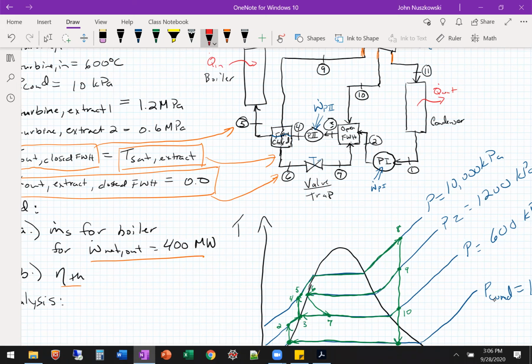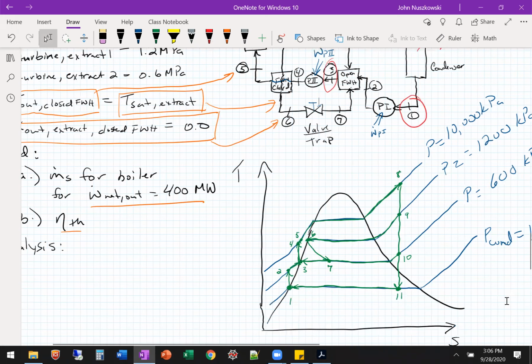But 7, 2, and 10 are going into the open feed water heater, and 3 is going out. So 10, 2, and 7 are all mixing and providing us with 3. So everything's going into 3. So we get to 3. And again, the inlet to the pump 1 and 3 have a quality of 0, right? And we see that down here. Okay, so you have that quality of 0.